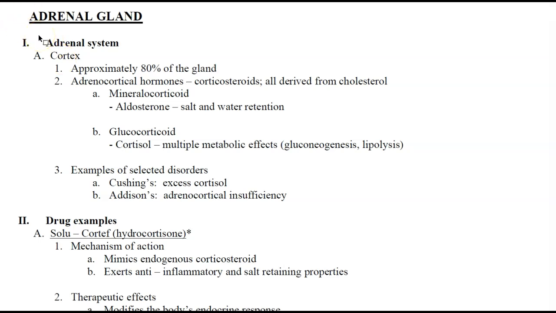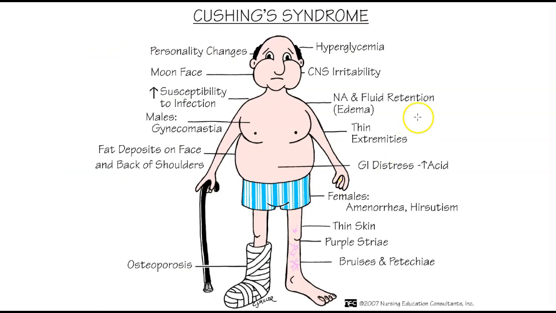There are disease processes that affect the adrenocortical hormones. Examples are Cushing's and Addison's. So Cushing's is basically the excess in cortisol, and Addison's is the adrenocortical insufficiency. So this is an illustration of a person with Cushing's syndrome. So you can see these are the signs and symptoms of a person experiencing excess cortisol.